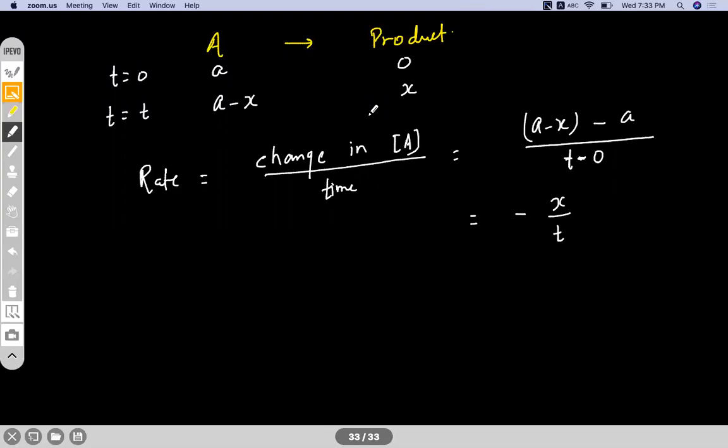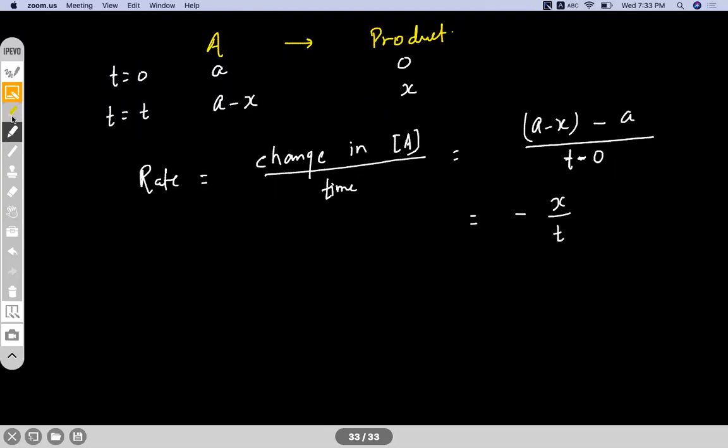You can think of going with some speed, 10 meters per second, and then slowing down. That is a case of deceleration, right? There we can say you are getting slower with time. Deceleration is there, acceleration is there in the opposite direction. But here the thing is not like that. A is converting into B. So here the negative rate does not mean anything.